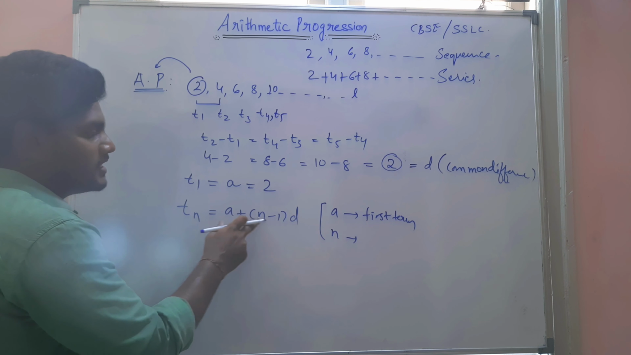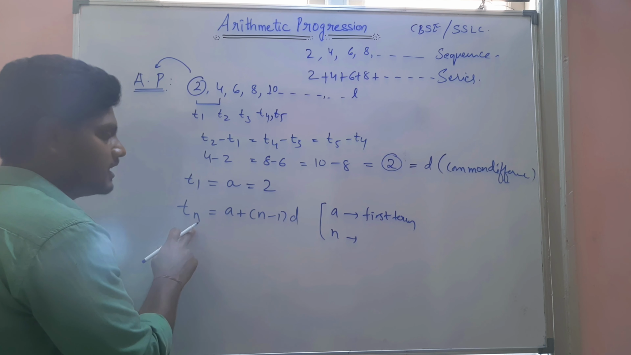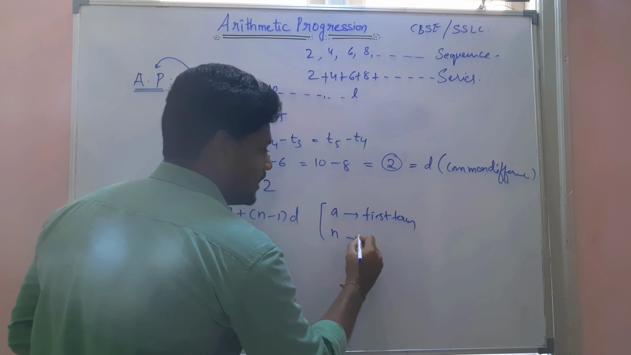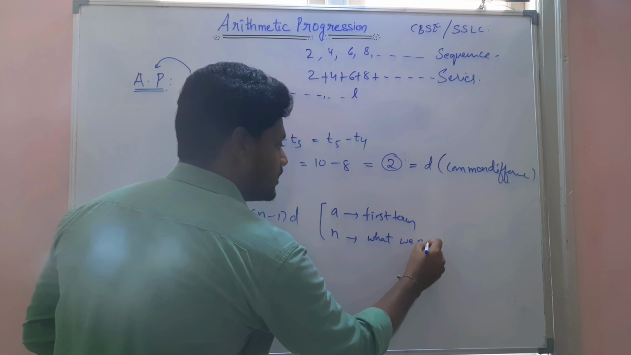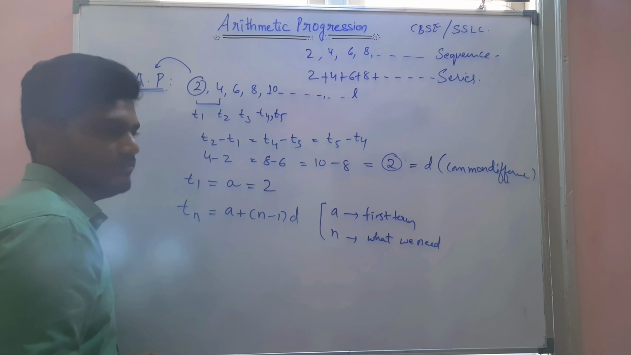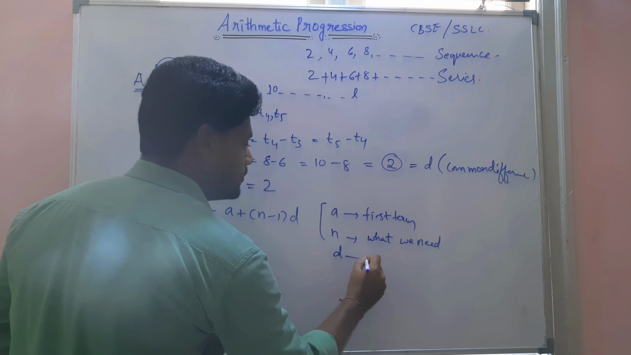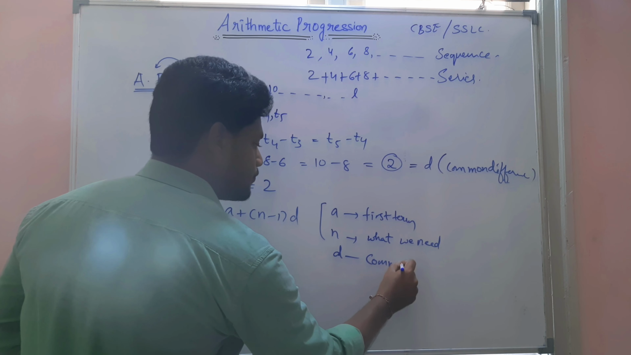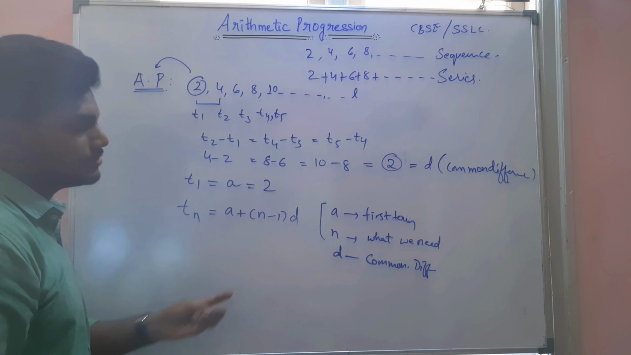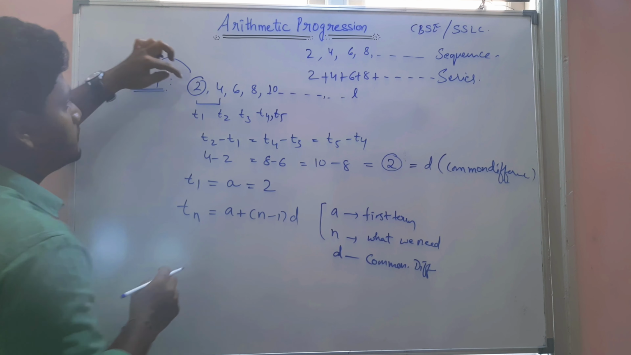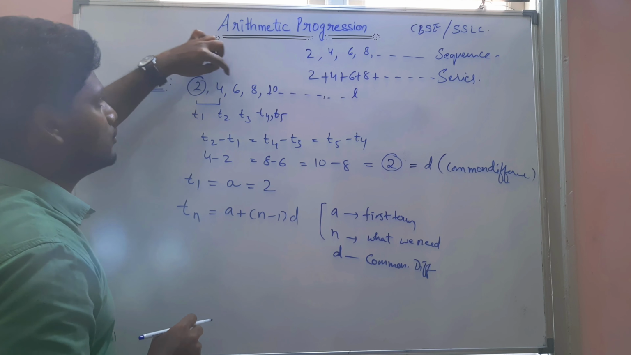Nth term means the n value is n. If it is the 10th term, that n value will become 10. So n is nothing but which term we need, that will be the n value. Now d is nothing but the common difference. If we substitute those values, we will get the particular term. Similarly, as in this sequence I have written 2, 4, 6, 8.